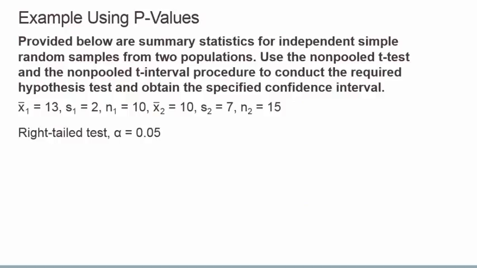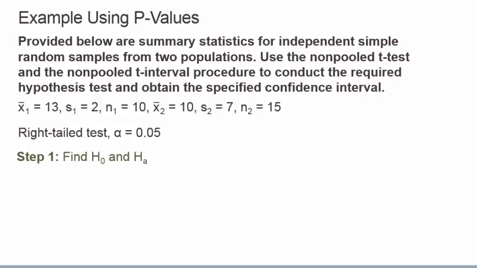Example, using p-values. Provided below are summary statistics for independent simple random samples from 2 populations. Use the non-pooled t-test and the non-pooled t-interval procedure to conduct the required hypothesis test and obtain the specified confidence interval. X bar sub 1 equals 13, S sub 1 equals 2, N sub 1 equals 10, X bar sub 2 equals 10, S sub 2 equals 7, N sub 2 equals 15. Right-tailed test, alpha equals 0.05.